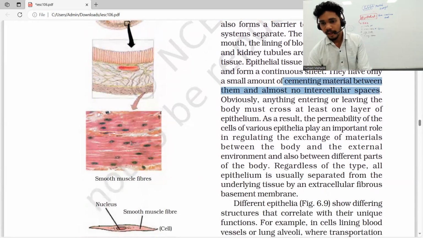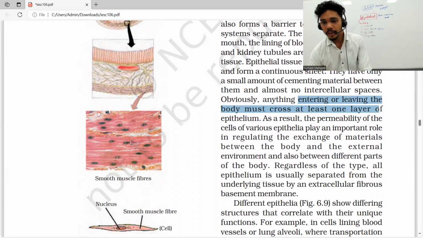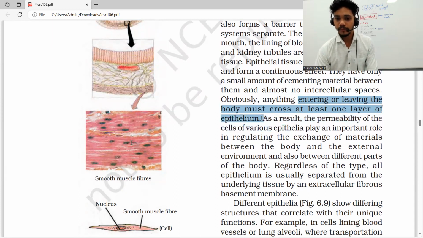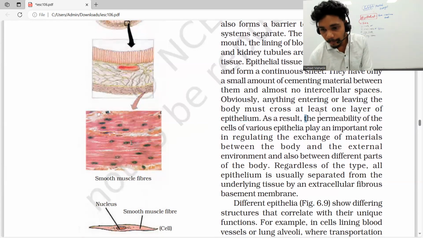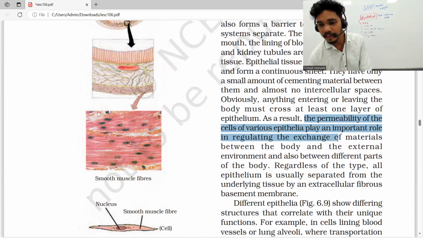Now, anything entering or leaving the body must cross at least one layer of the epithelium. In case of alveoli, we know it's a very thin layer. So if the oxygen wants to come from blood to here, it has to cross the epithelial cell. All the cell lining or sheet is made up of the epithelial cell. As a result, the permeability of the cells of various epithelia plays an important role in regulating the exchange of material between the body and the external environment.